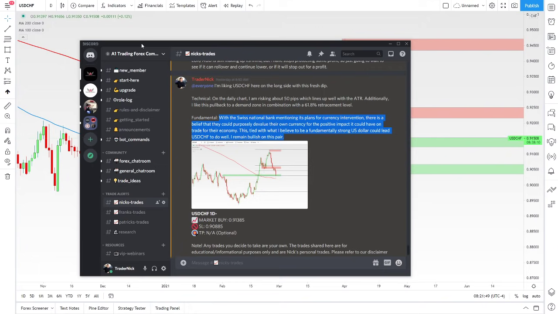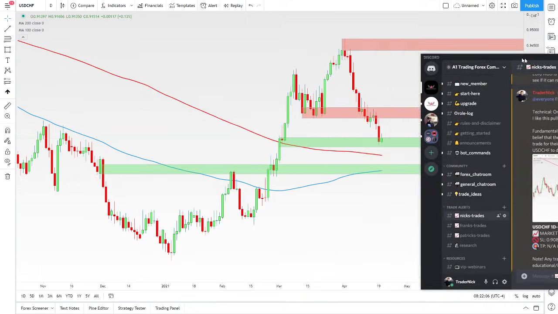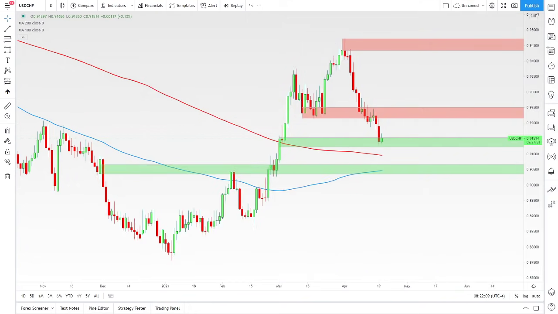And so, one more thing, like I said: the Swiss National Bank basically said they have plans for currency intervention. One of the reasons for that is that by weakening your own currency, you help your exports, right? Because if your currency is weaker, I always give the example of China. If you're looking at China, they have a weaker currency than a lot of other places.